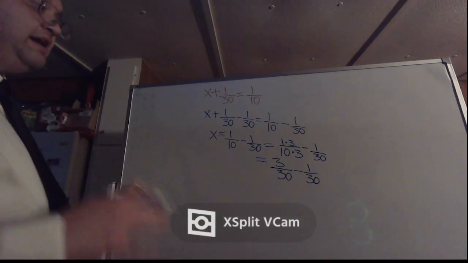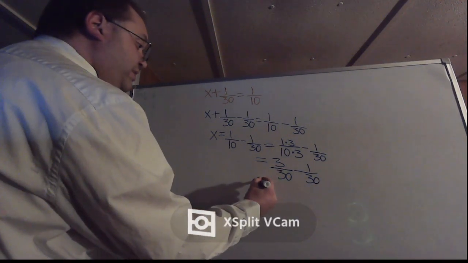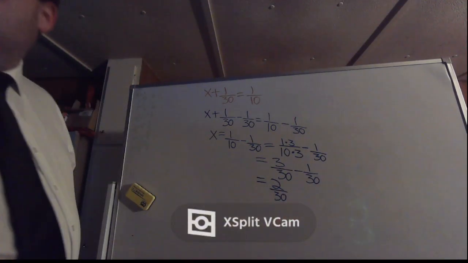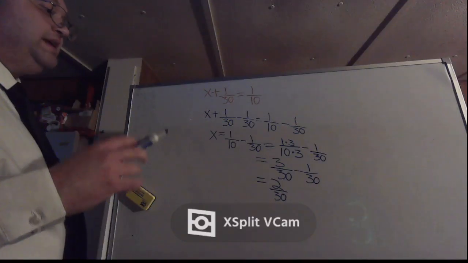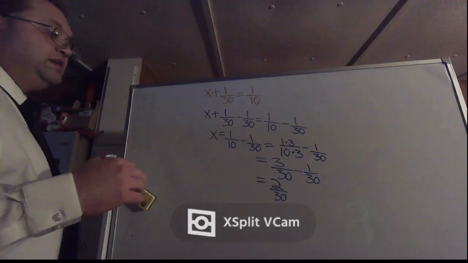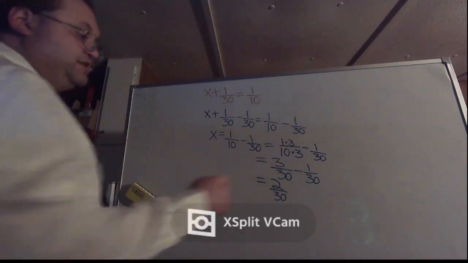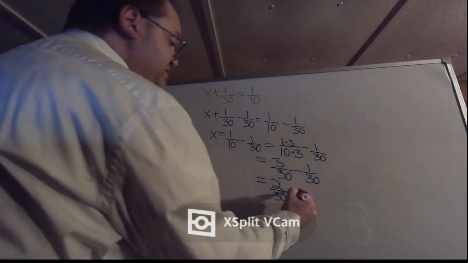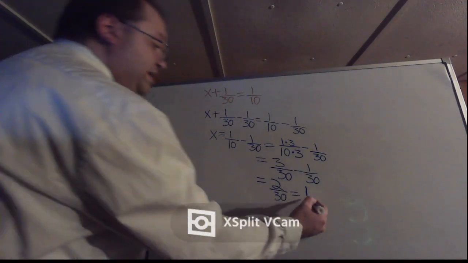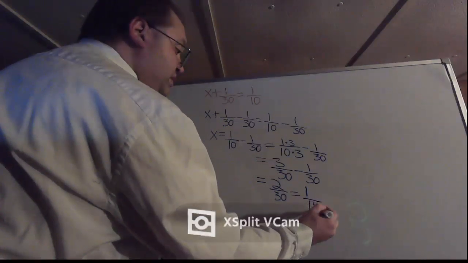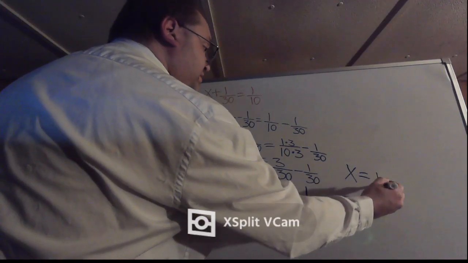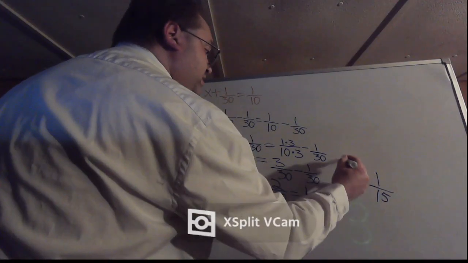Now, since you have the same denominator, you can go ahead and subtract. 3 minus 1 is 2/30. But we can see that 2 is a factor of 30. You can factor out a common 2. So if you divide both the numerator and denominator by 2, you'll get 1 for the numerator, because 2 divided by 2 is 1, and 30 divided by 2 is 15. So you'll have an answer of x equals 1/15, and that would be your final answer.